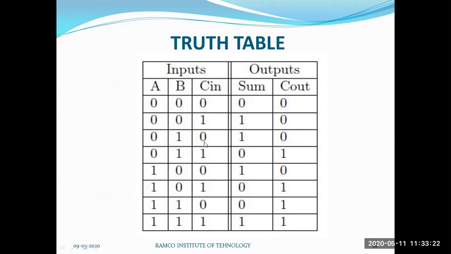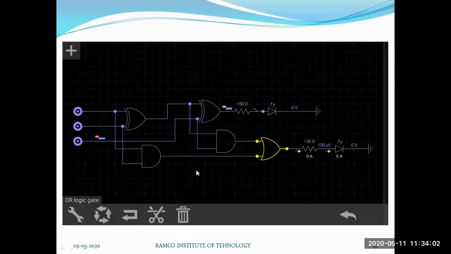When two inputs out of three inputs are 1, then your carry is 1 and sum is 0. So for the combinations 0, 1, 1 and 1, 0, 1, you have sum 0 and your carry is 1. Here 1, 0, 0, you have sum 1 and carry 0. So here again you have a carry 1 and your sum is 0. When all the three inputs are 1, your sum is also 1 and your carry is also 1.